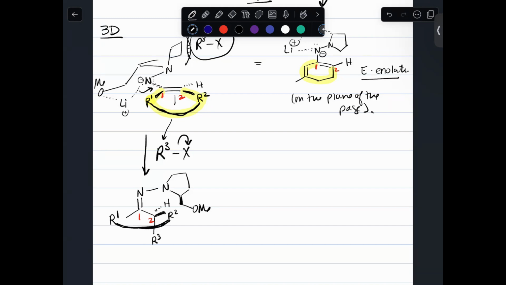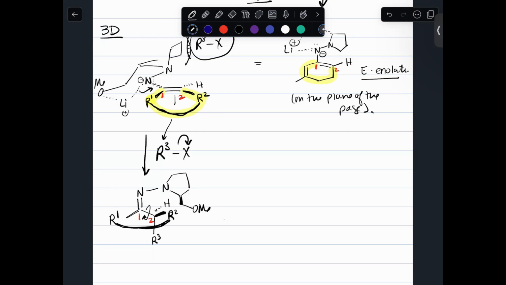Okay. And so what I need to do is I need to rotate. What do you mean I have to rotate? I can't have a wedge R2 and a straight on the plane R1, right? They all have to be on the same plane. So what do I mean by that?